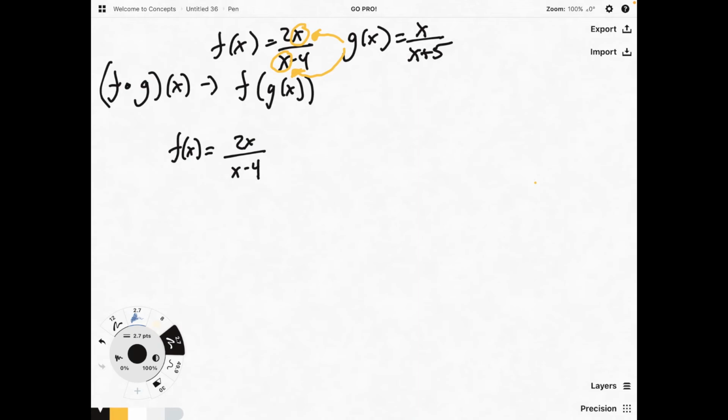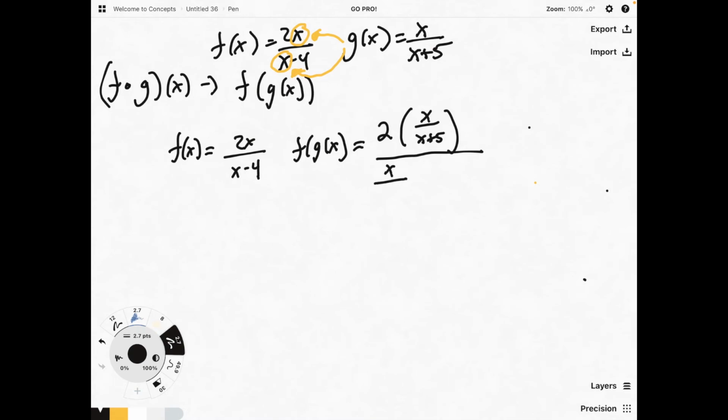And then when we put in f of g of x, that's going to be equal to 2, and then we're going to multiply it by g of x, which in this case is x divided by x plus 5, and then we're going to divide it by, and then we have another x here, which again we're going to replace with g of x. That's going to be x divided by x plus 5 minus 4.